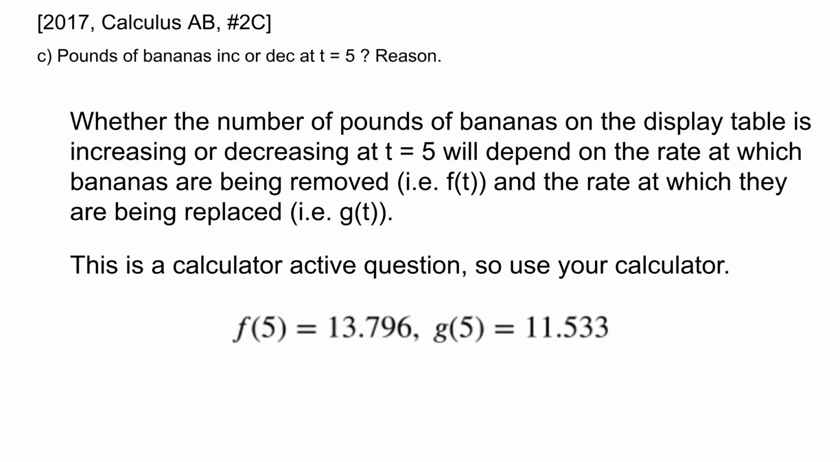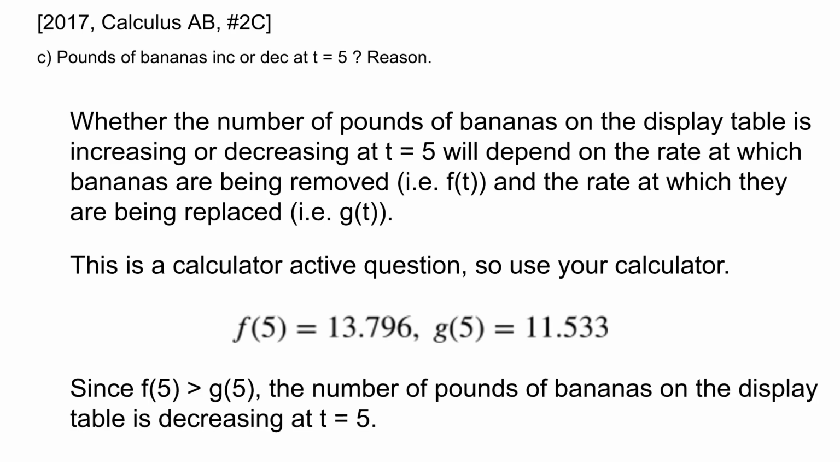By using our calculators to calculate f of 5 and g of 5, we see that f of 5 is 13.796 and g of 5 is 11.533. Since f of 5 is greater than g of 5, we know that the rate at which bananas are being removed is greater than the rate at which they are being replaced. Therefore, the number of pounds of bananas on the display table is decreasing at t equals 5.